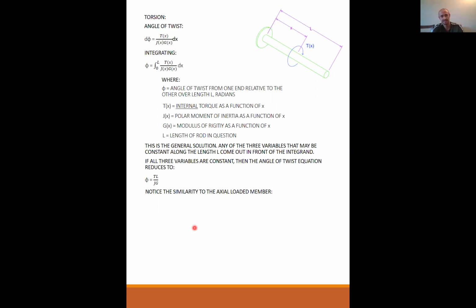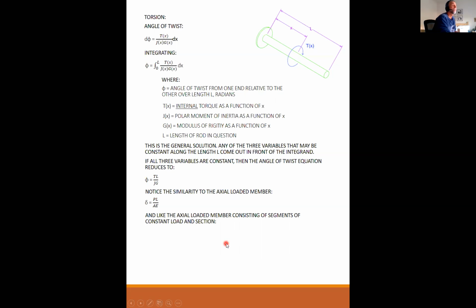Okay, so notice the similarity to the axially loaded member. When we had axially loaded members, we went through the same thing. We had a general form, and then we had a simple form if everything's constant. And the simple form was delta equals PL over AE. Here, phi, the angle of twist, is TL over JG. So everything is analogous. Just instead of area, you have a polar moment of inertia. Instead of Young's modulus, you have the modulus of rigidity, and instead of axial load, a torque.